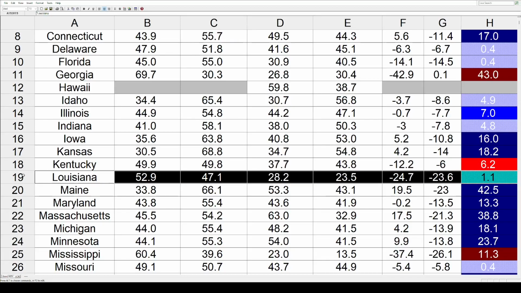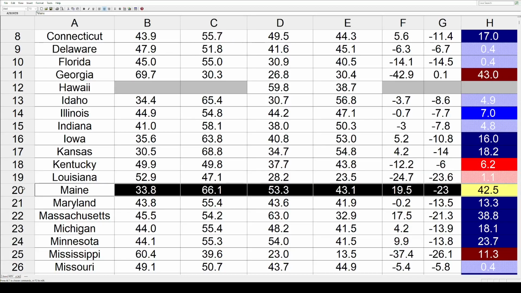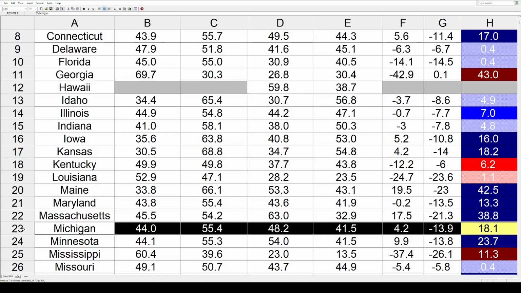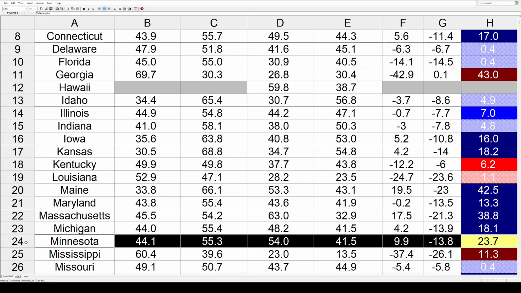Louisiana, small red shift of 1.1. Now we've got more shifts toward the Democrats. First, in Maine, that had the biggest shift out of all the states. It got bluer by a massive 42.5. Maryland, 13.3. Massachusetts, a very significant 38.8. Michigan, 18.1. And Minnesota, 23.7.